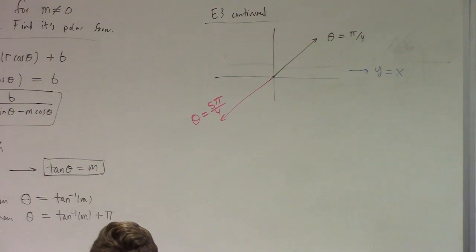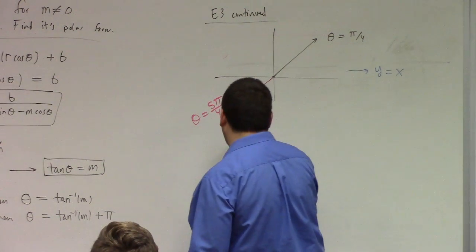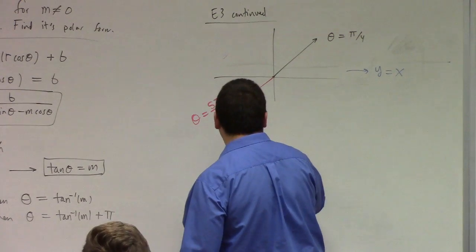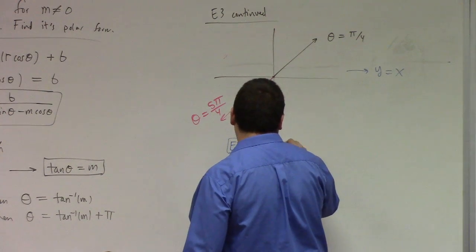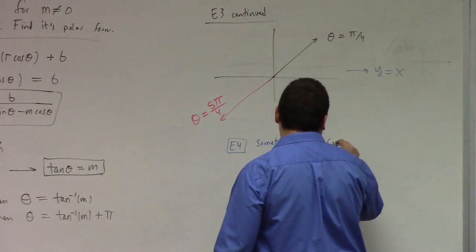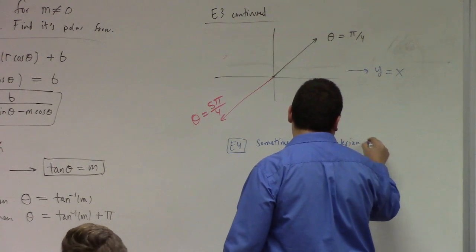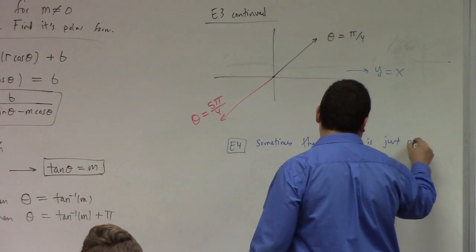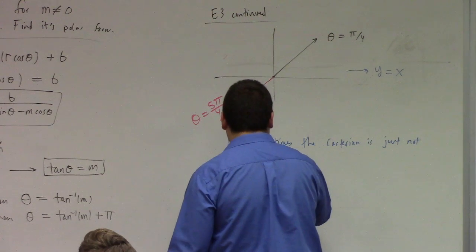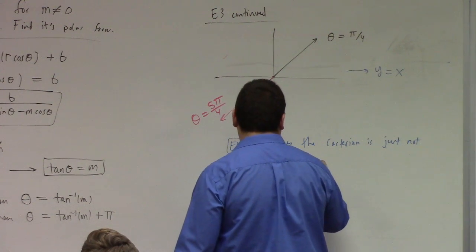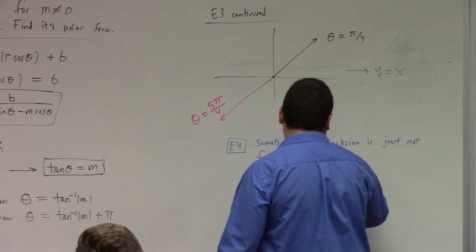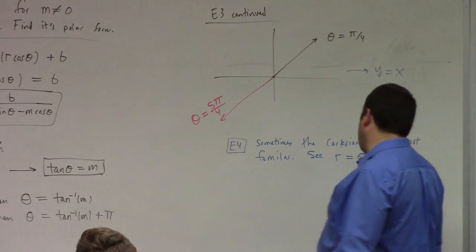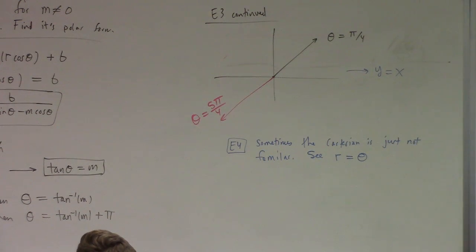All right. Example 4. Sometimes the Cartesian is just not familiar. For example, r is equal to theta. What does r equals theta look like? Before I get to finding the equation of it in terms of Cartesians, let's just try to graph it.